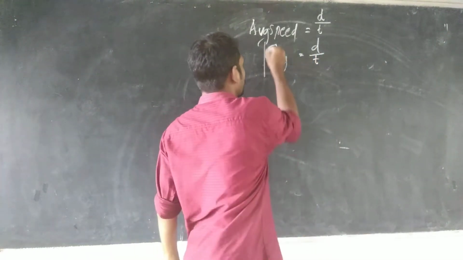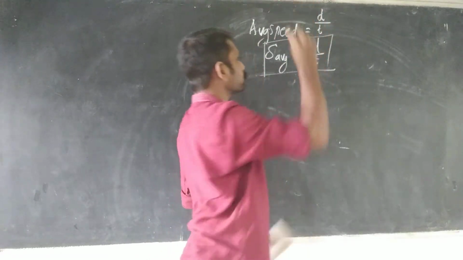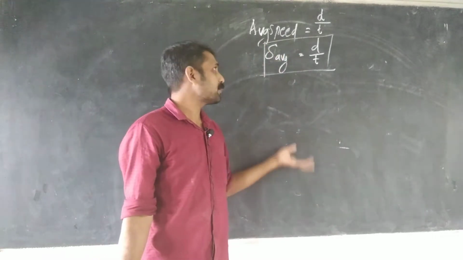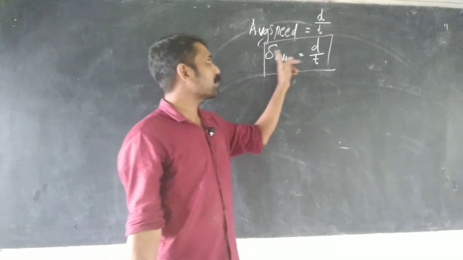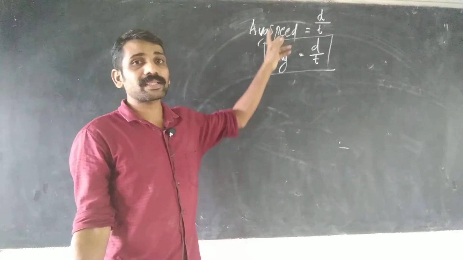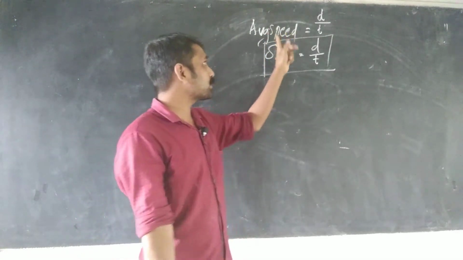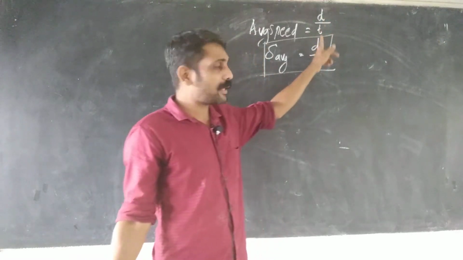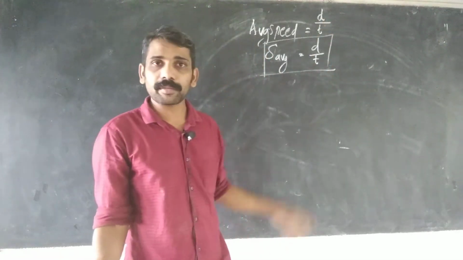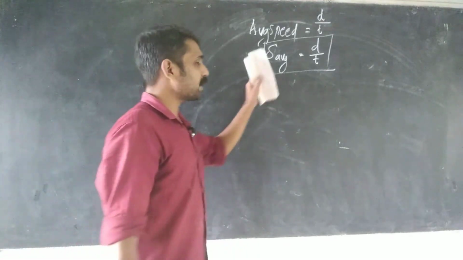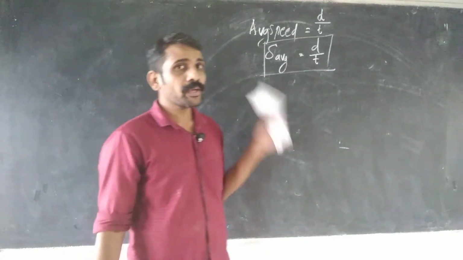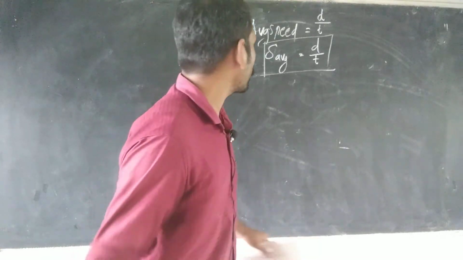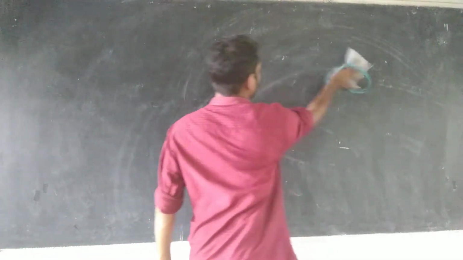So average speed is equal to what? D by t. The equation to find average speed: average speed is represented by S average, total distance is represented by d and total time is represented by t. So this is the equation, the symbols of the equation. Next is what? Velocity.